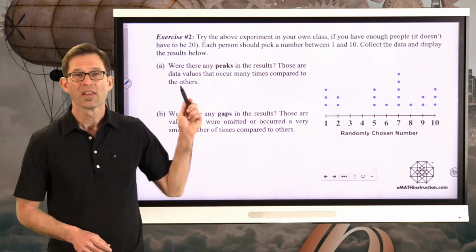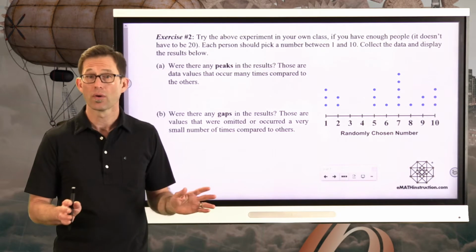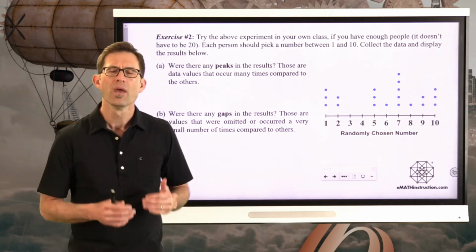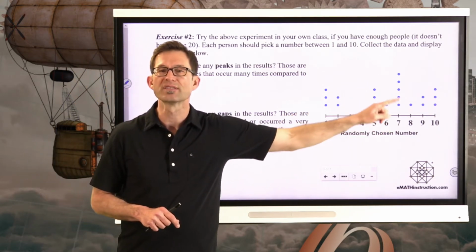let's talk about this. Letter A, were there any peaks in the results? Those are data values that occur many times compared to the others, right? Now, that could be the mode, right? Or there could be multiple peaks, and they don't all have to be kind of the same. For me, at least, the only one that is definitively a peak here is 7, right?